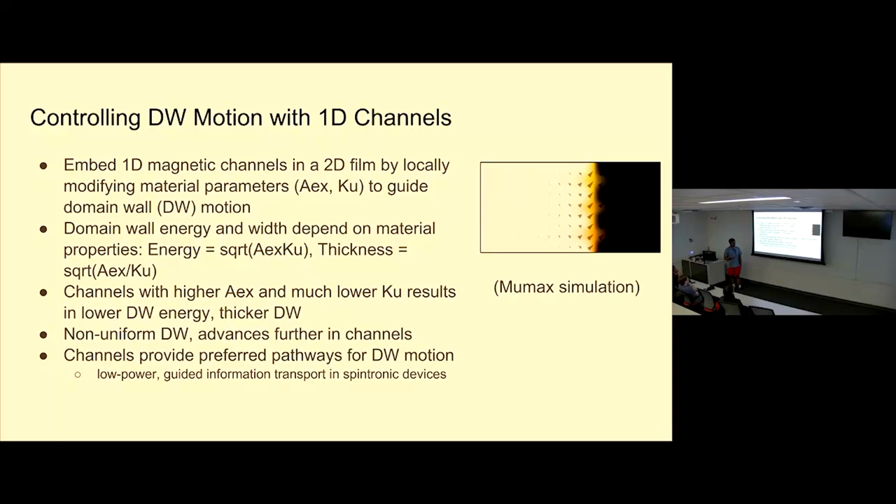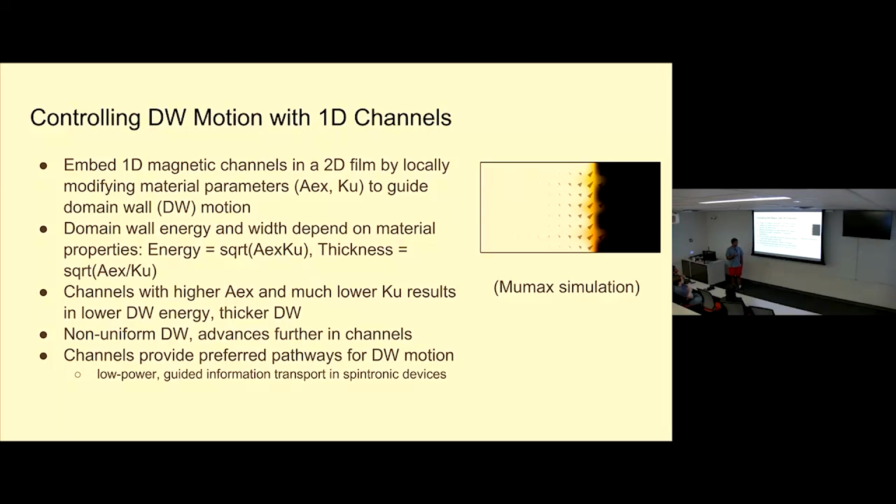So the domain wall energy and width dependence on material properties are: energy is proportional to the square root of exchange stiffness times anisotropy, and thickness is proportional to the square root of exchange stiffness over the magnetic anisotropy. So this results in the channels with higher exchange stiffness and much lower anisotropy having lower domain wall energy, because the change in Ku is much greater, and also a thicker domain wall.